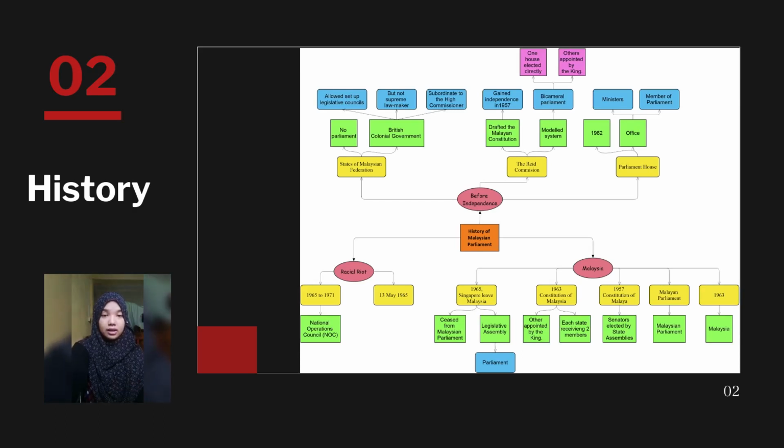Lastly, the parliament was suspended only once, when the racial riot occurred on 13 May 1969. From 1969 until 1971, when parliament was reconvened, the nation was managed by the National Operation Council, NOC.